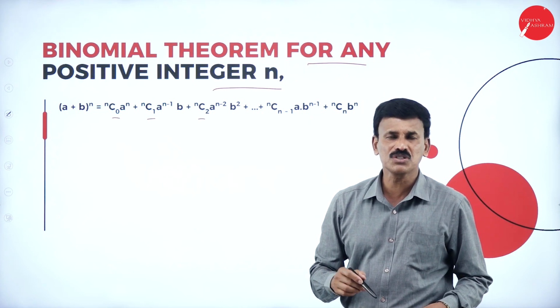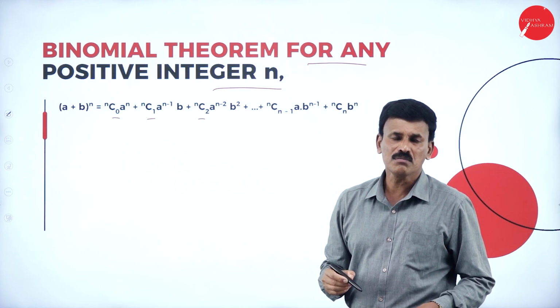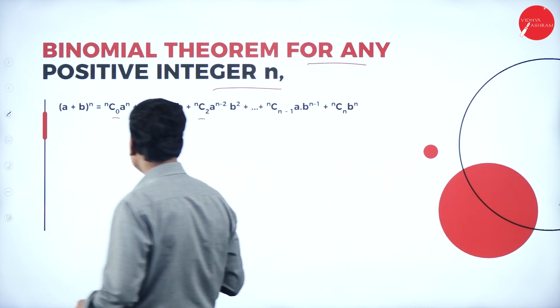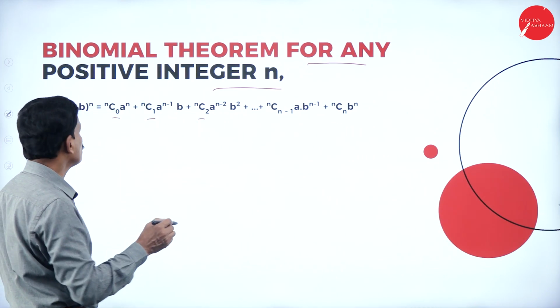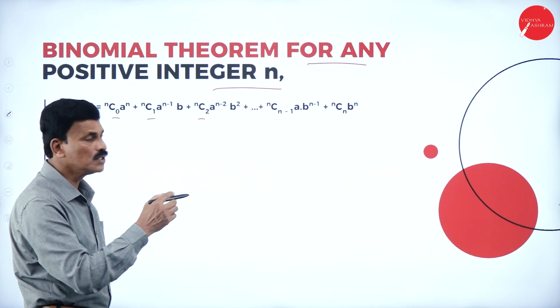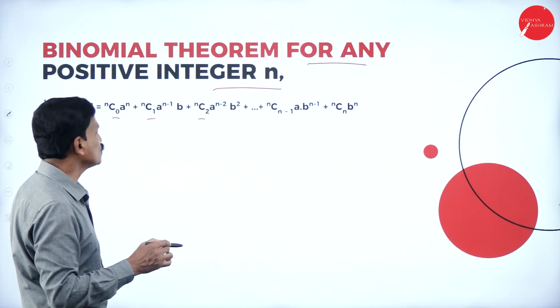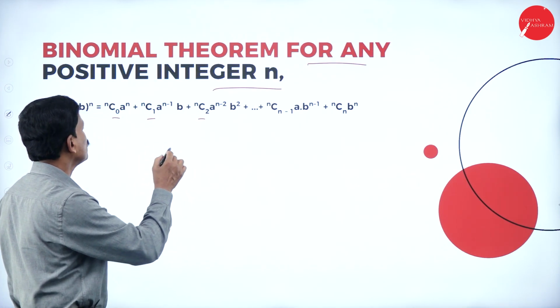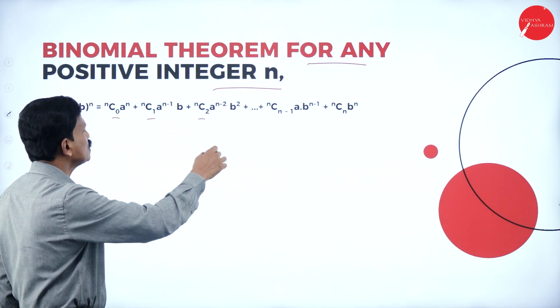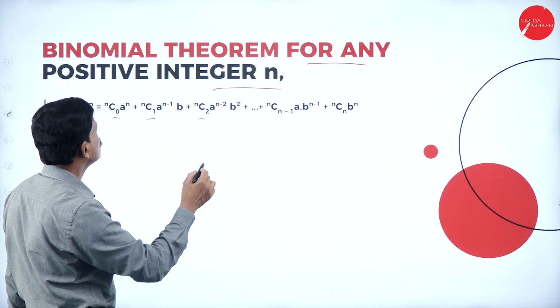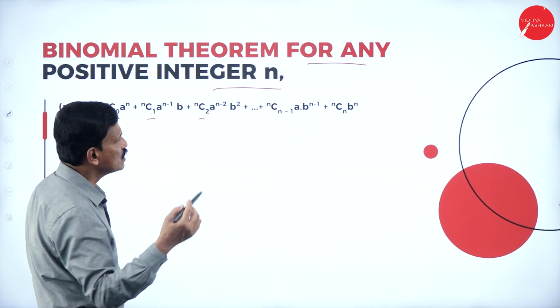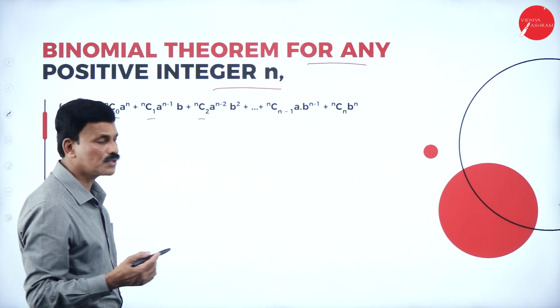NC0, NC1, NC2, up to NCn are all called binomial coefficients. So in general, (a plus b) to the power of n is always equal to NC0 a to the power of n plus NC1 a to the power of n minus 1 into b plus NC2 a to the power of n minus 2 into b square, and so on. The power of b goes on increasing. The last term is NCn b to the power of n.